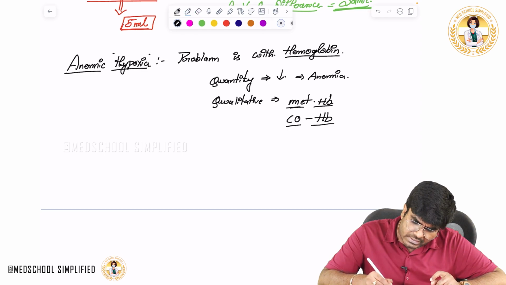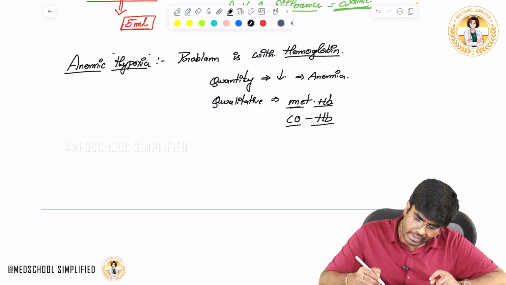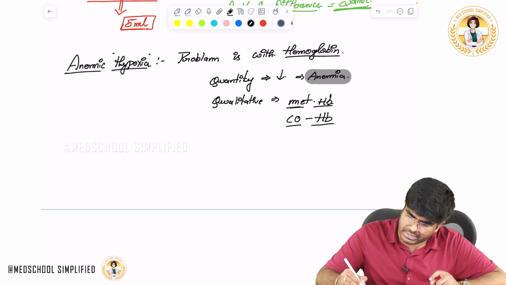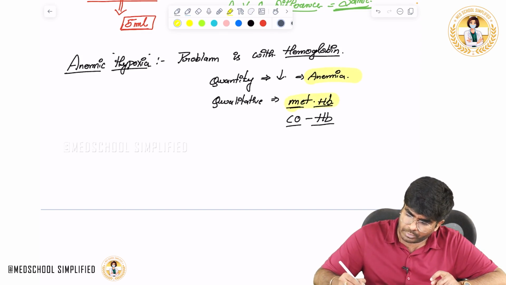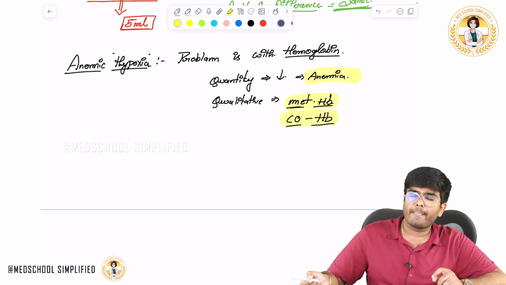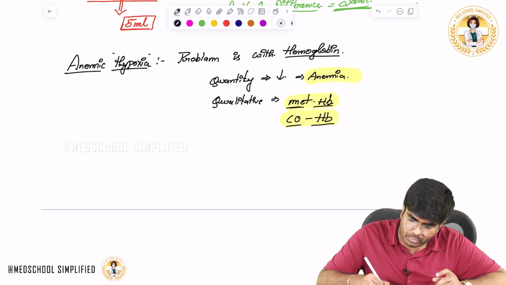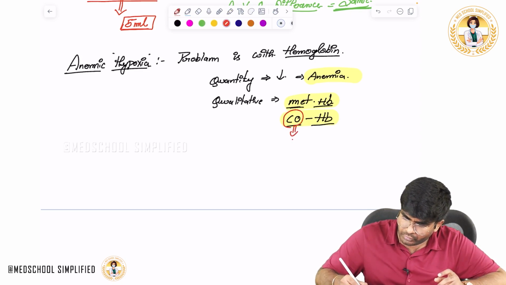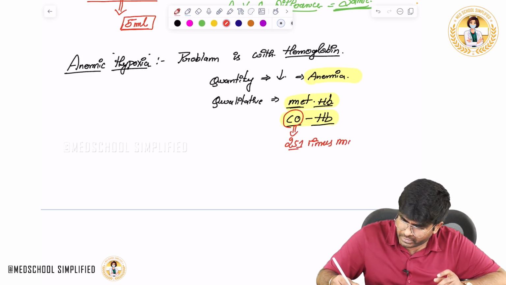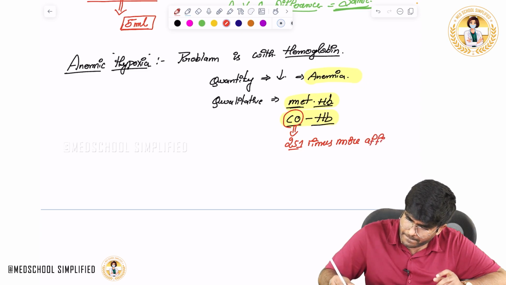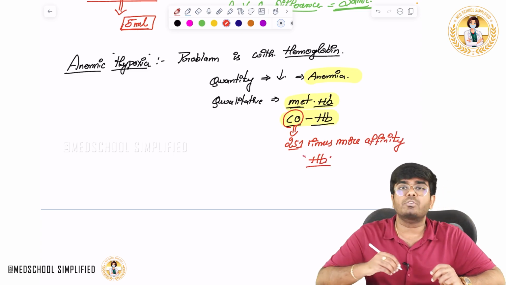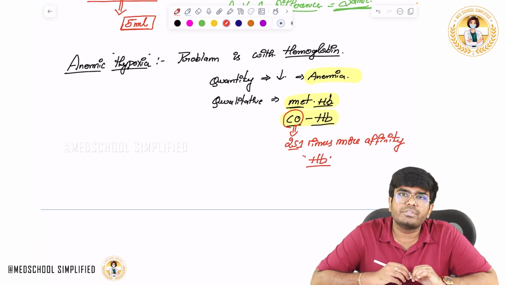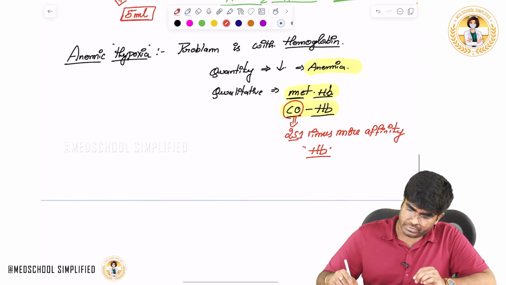So what are the causes of anemic hypoxia? The cause of anemic hypoxia is anemia, methemoglobin, carbon monoxide poisoning. Because carbon monoxide has 250 times more affinity for hemoglobin. So there is no place for oxygen to go and bind with the hemoglobin. So oxygen is not delivered to the tissues.